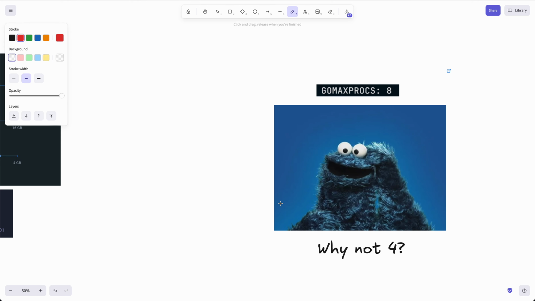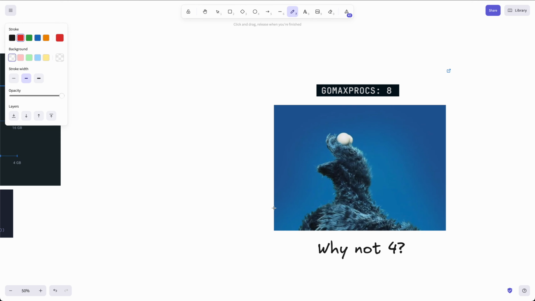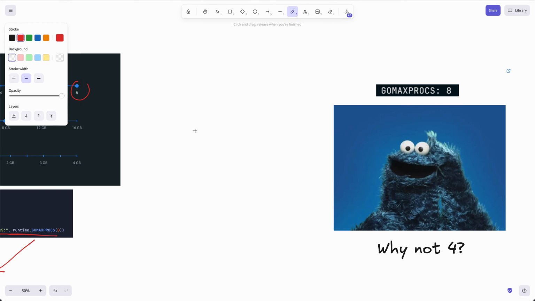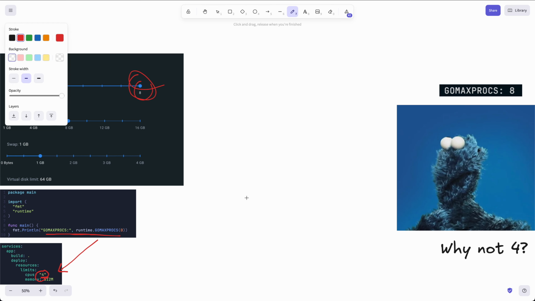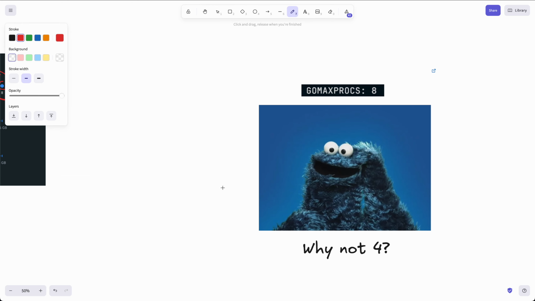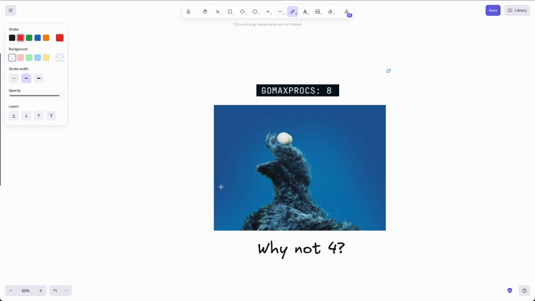But no, what's actually logged out is 8. GoMaxProcs is set to 8, which was this value over here, and not the limit imposed by the container. So why is that the case?